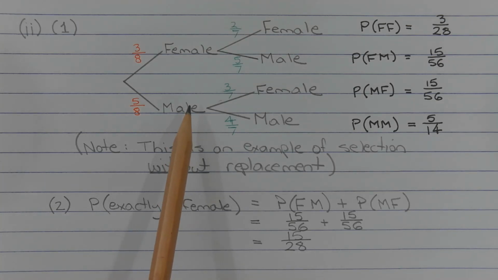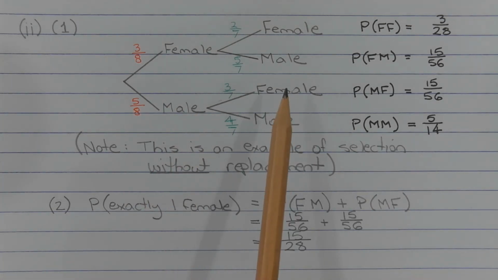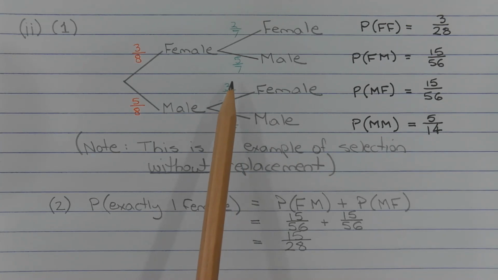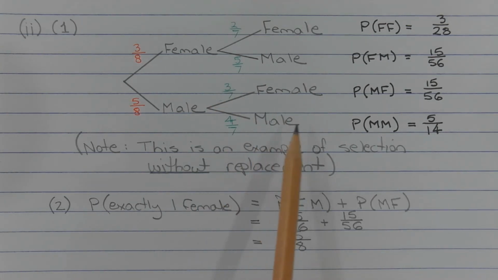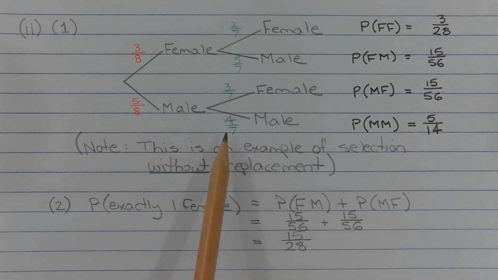And if the first person chosen is male, then the probability of the second person chosen being female is 3 out of 7, and the probability of the second person chosen being male is 4 out of 7.